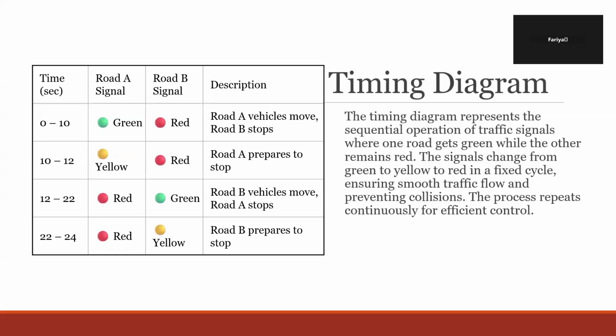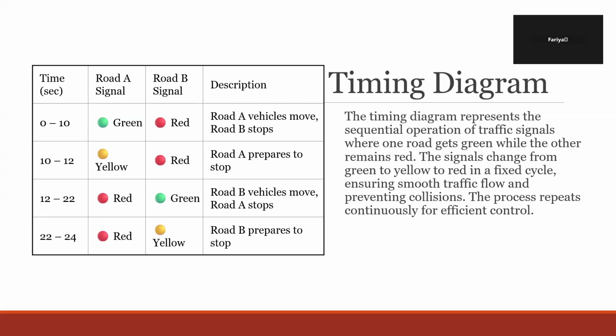Now my next slide is the timing diagram. Now let's look at the timing diagram. This diagram shows how the traffic signal changes over time for road A and road B. From 0 to 10 seconds, road A is green, so vehicles can move, while road B is red and stopped.